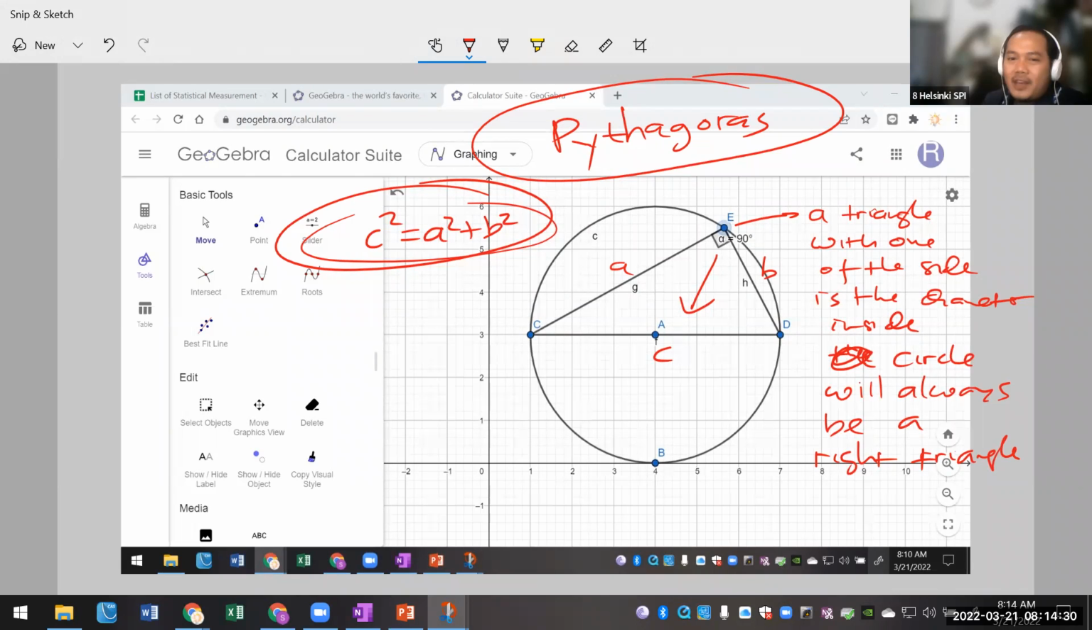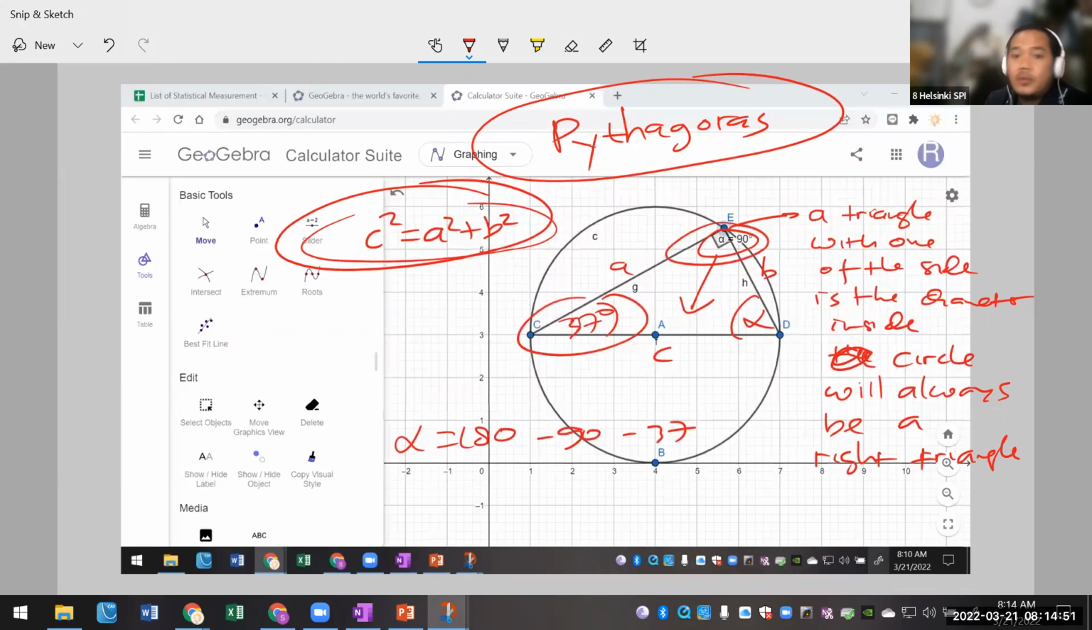So for example, it doesn't say anything about this angle, but the figure is like this, and here you have maybe 37 degrees. If you are being asked to find the angle in here, then alpha will be equal to 180 minus 90 minus 37, right? So this is 180 minus this and minus this, and you will get this angle here. So that's for the angle.